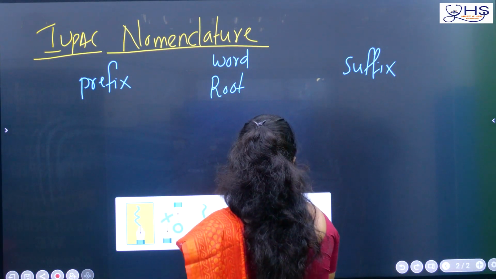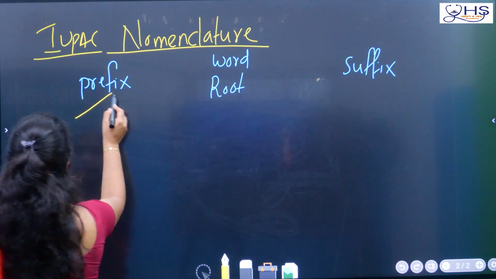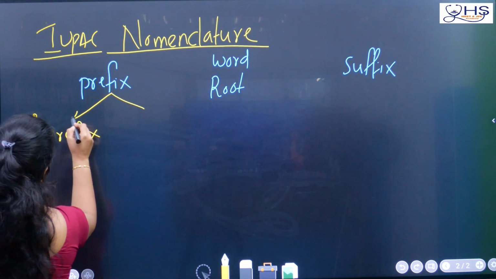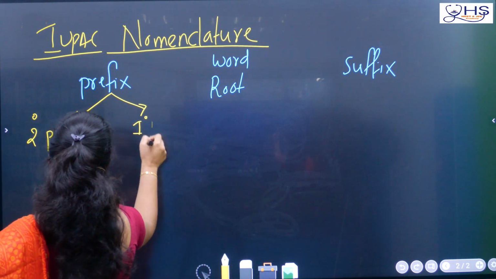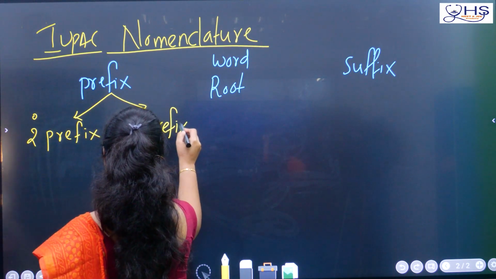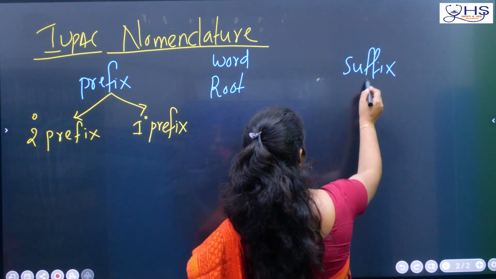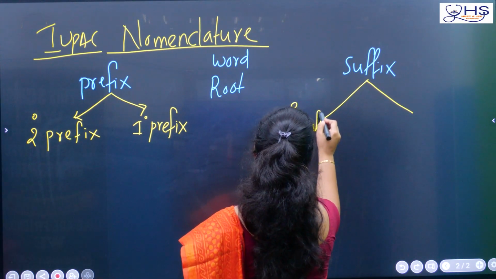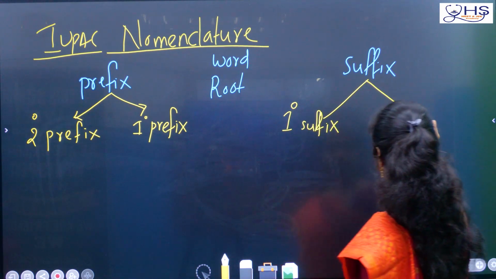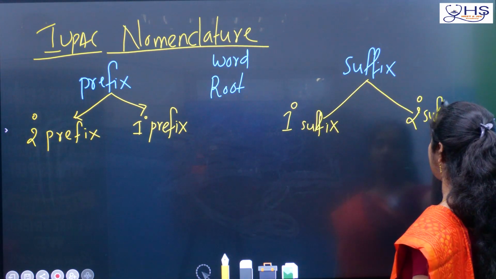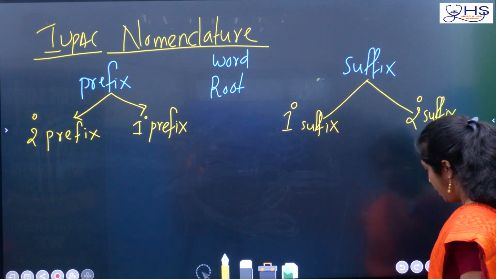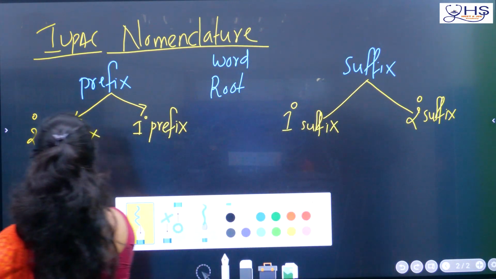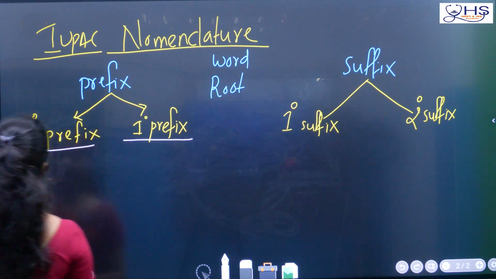The prefix is also of two types. First we will write the secondary prefix, then we will write the primary prefix. And the suffix also has two parts: one is the primary suffix, another one is the secondary suffix. So let's learn what the primary prefix and secondary prefix are.